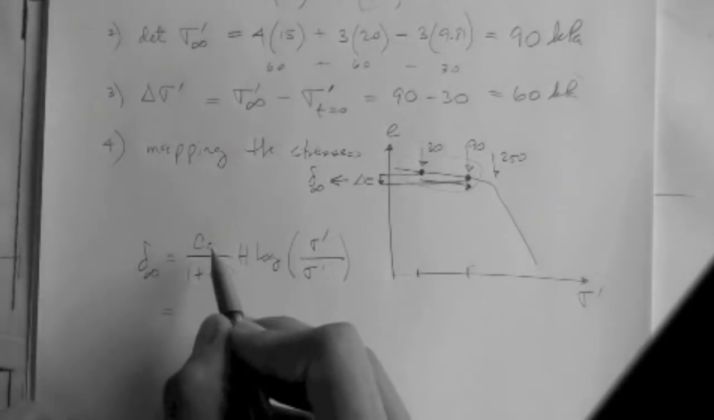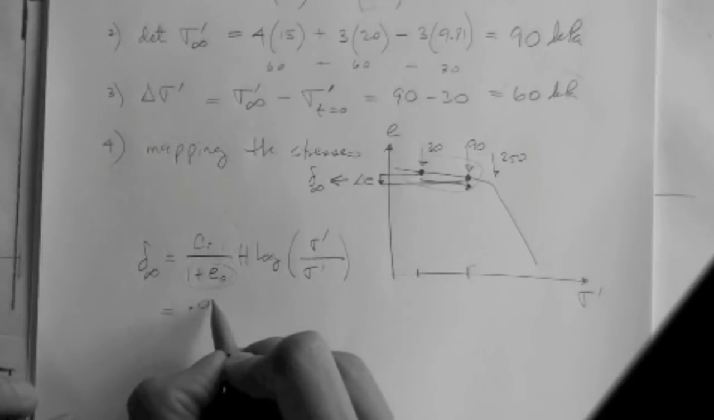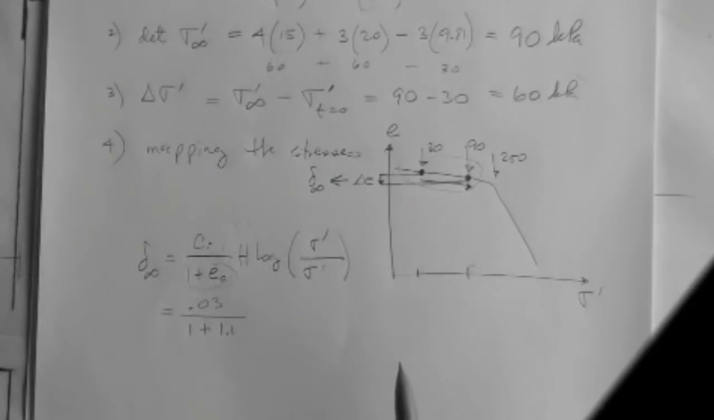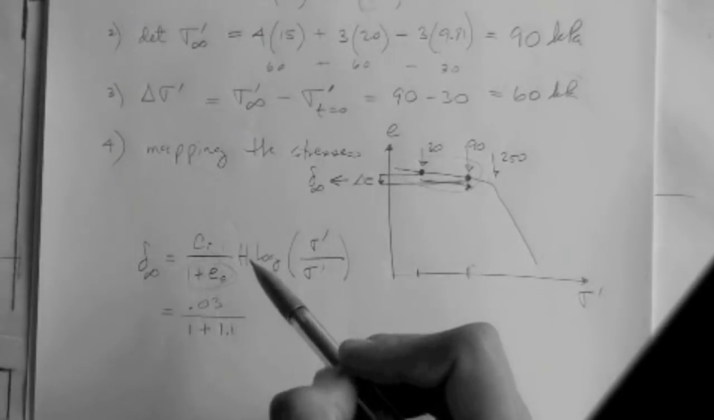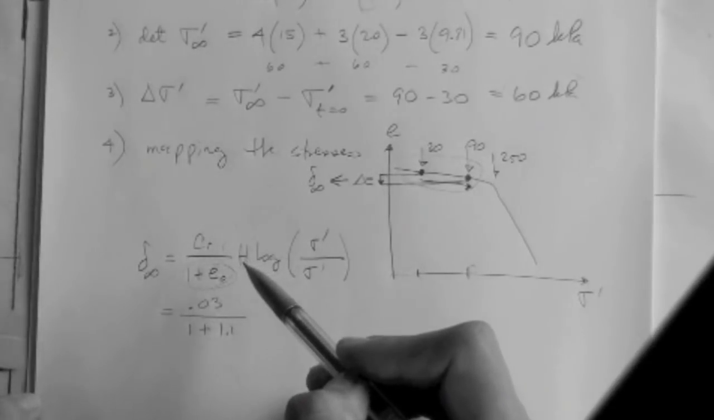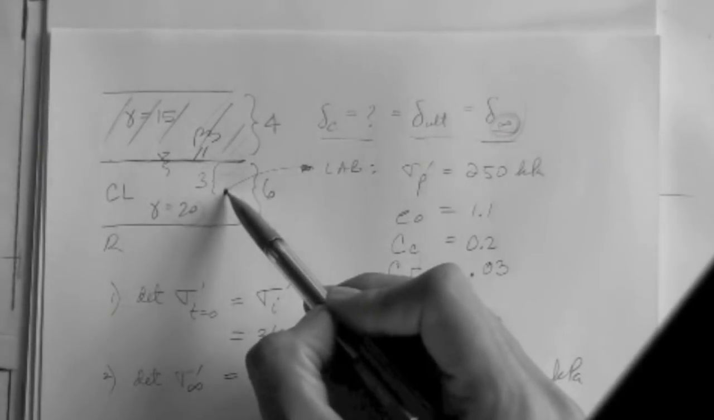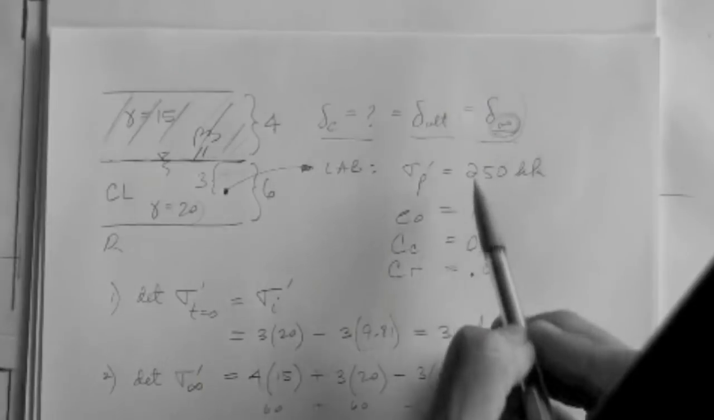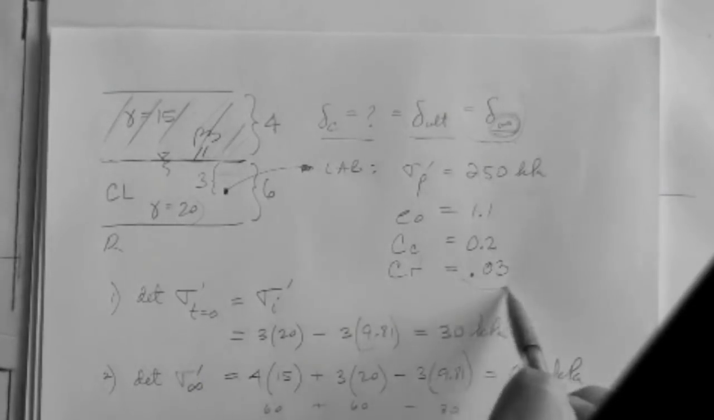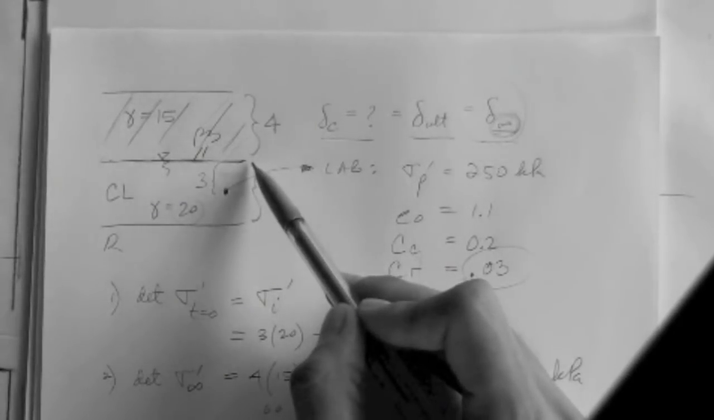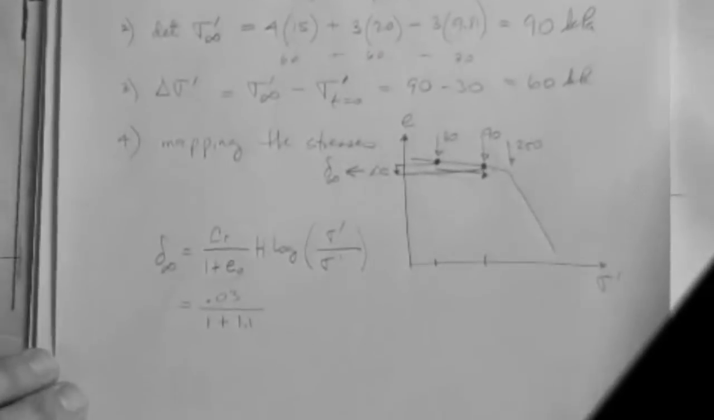So what is it? Well, CR is given, it's 0.03, 1 plus 1.1, H. What's H? H is the thickness of the layer represented by the point that we took to the lab to test. Okay? So in our problem, this point is the specimen that we took to the lab, right, to determine the parameters. Here's the one we are using right now. And it represents a layer that is 6 meters in thickness.